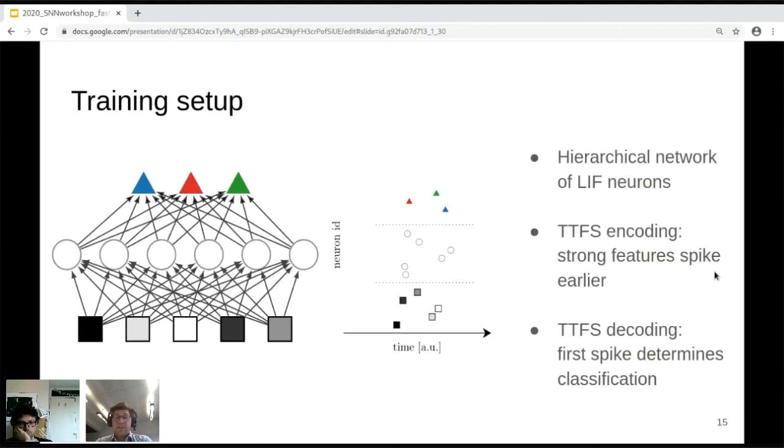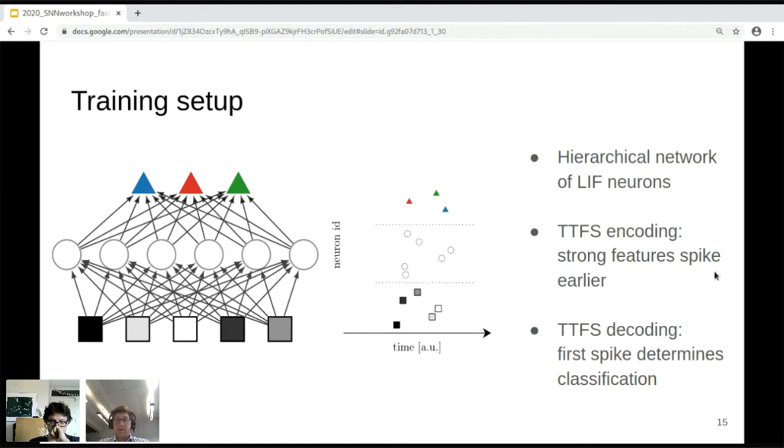And I'll show now the setup that we're using. So we're using hierarchical networks of leaky integrate-and-fire neurons. On the left, you see a schematic overview. So the inputs are the squares. Then we have a hidden layer in circles, and the output layer as triangles.